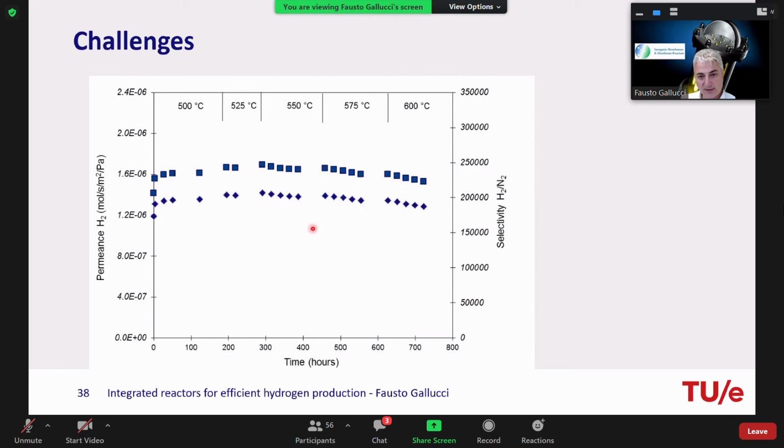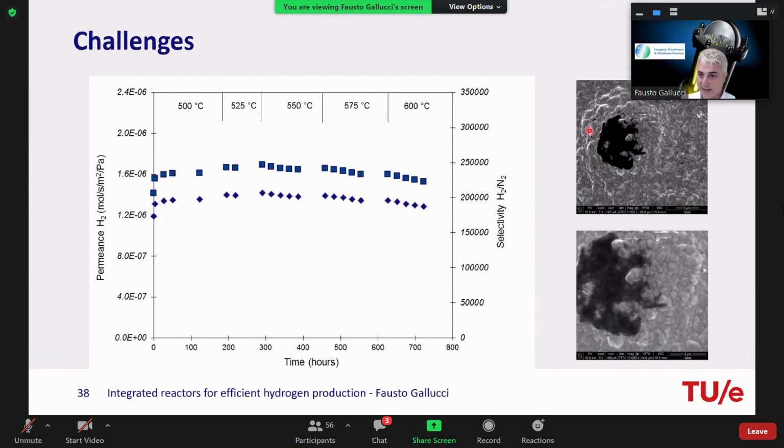The take-home message is that you have to test the system for a long time to make sure that it works. And in this particular case, the membranes that we used didn't work. This is the surface of the membrane. You see something happening on the surface, such that the selectivity is lower. And this can be because of the temperature or because of the catalyst that is moving inside the reactor.